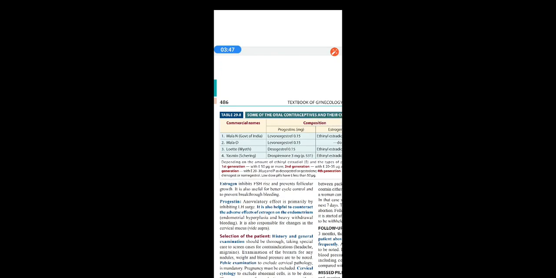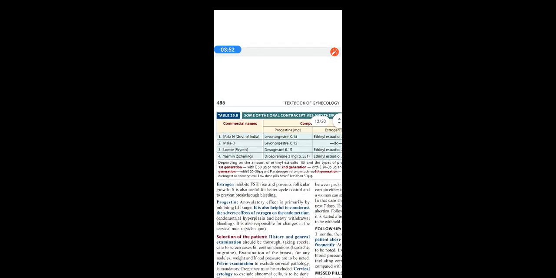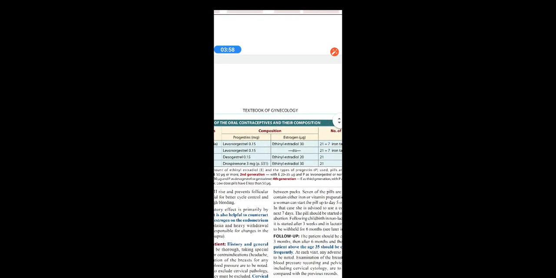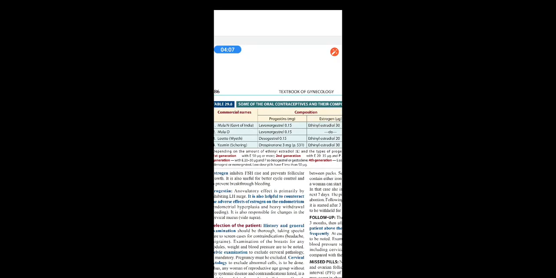So here is a chart showing the oral contraceptives and their composition. First, commercial names are like Mala D, Mala N, Loette, Yasmin, etc. Mala N is supplied by the government of India. It contains levonorgestrel 0.15 and ethinyl estradiol 30 microgram. Number of tablets is 21 plus 7 iron tablets, and another is Mala D, levonorgestrel 0.15 and ethinyl estradiol 30, 21 plus 7 iron tablets, same.